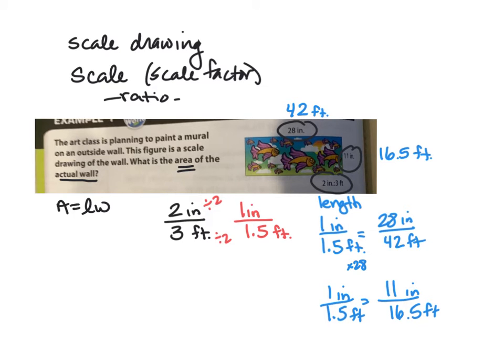Okay. Again, the question was, what is the area of the actual wall? Now I have the feet measurement of the actual wall, so I can just do the area equals length, 42, times the width. In this case, it's the height, 16.5. I multiply that all together, and that's going to be 693 feet squared.